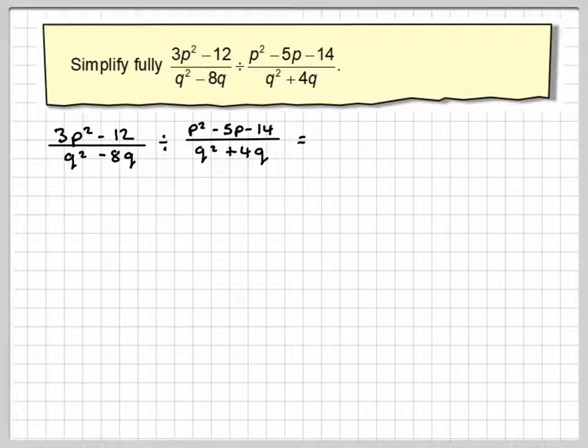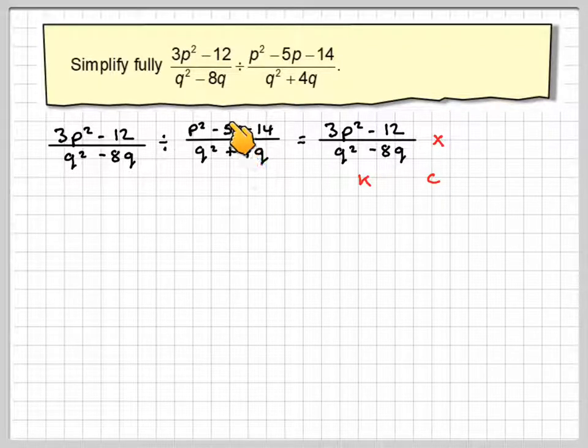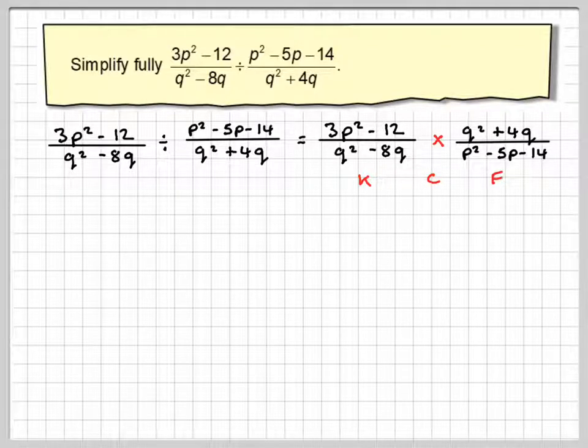Now when you're dividing fractions, you keep the first one, you change the sign of the divide to a multiplication, and then you flip, or take the reciprocal of, the second fraction. So you just flip the second fraction. First step, because we've got a division: keep, change, flip. Right, the next step is to factorize fully everything.